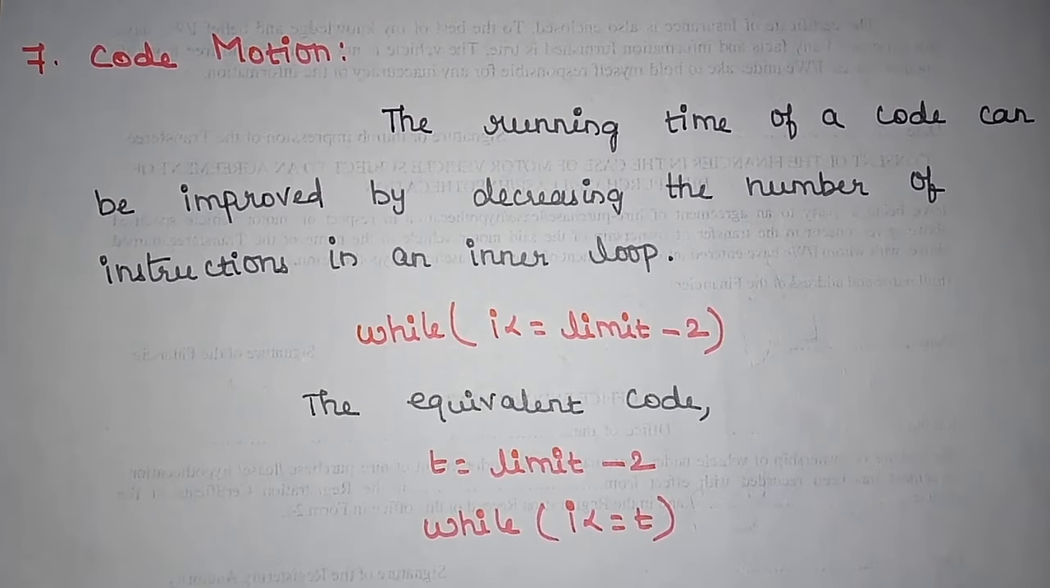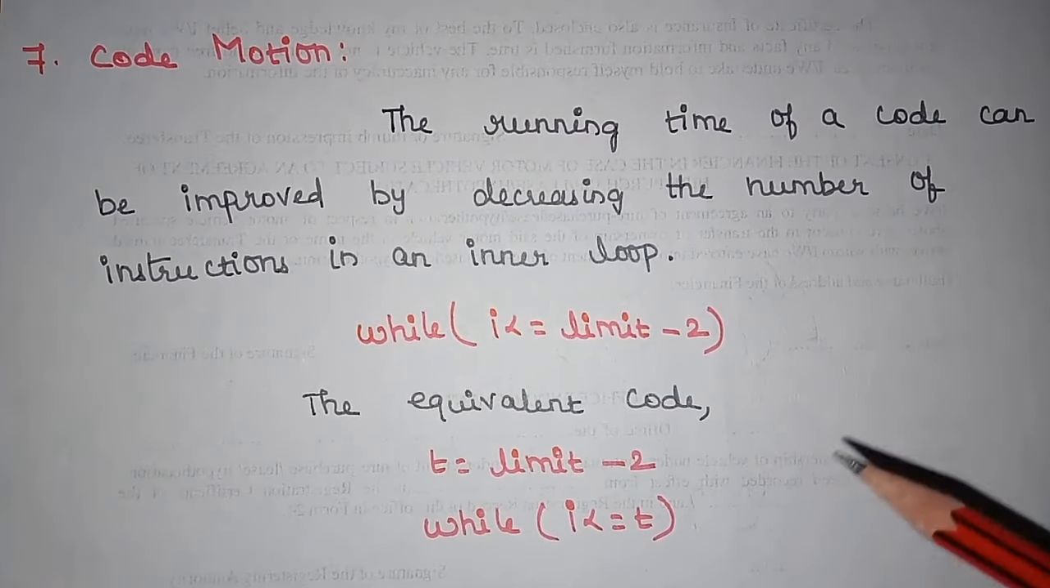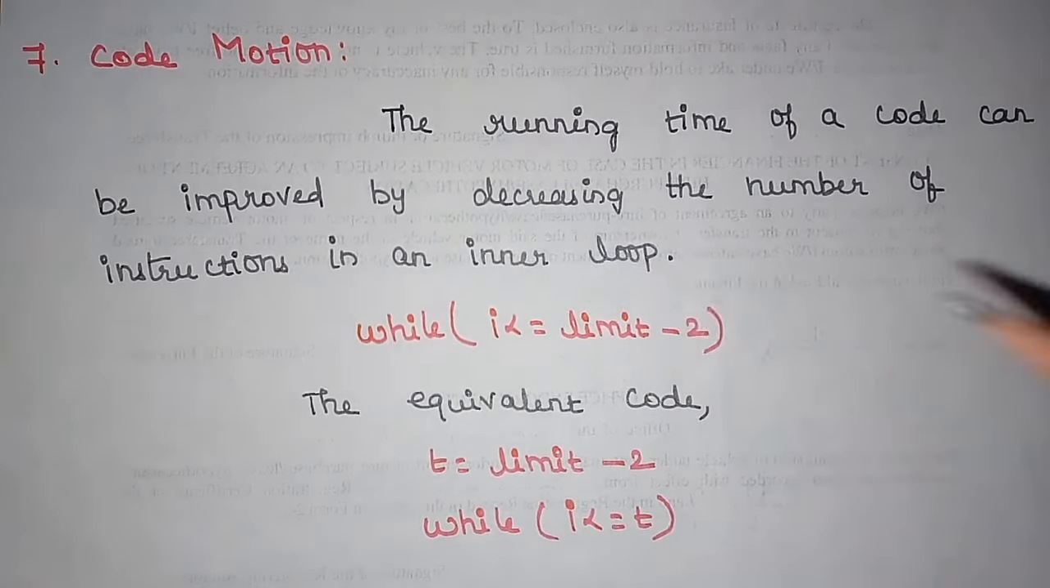So this modification, that is decreasing the amount of code in a loop, is termed code motion here. This transformation takes an expression that yields the same result independent of the number of times the loop is executed, and it evaluates the expression just before the loop.